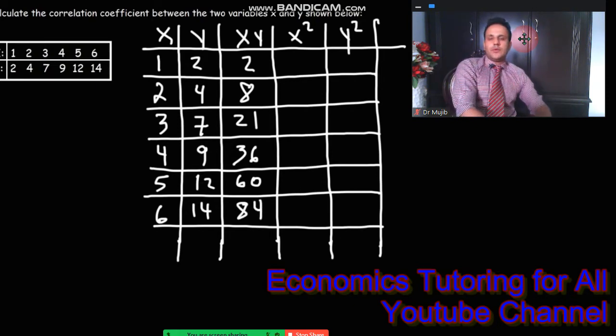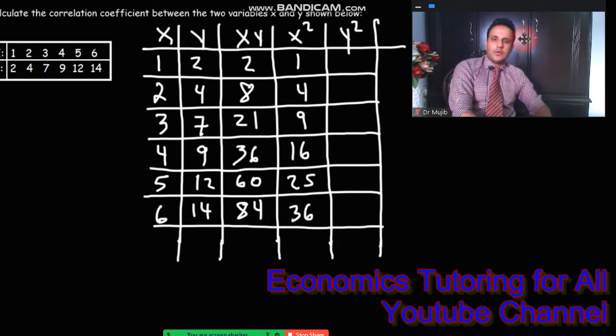Now we have to calculate x square values. For that purpose, we will take the squares of the values of x in the first column. 1 square means 1, 2 square means 4, 3 square means 9, and then the squares of 4, 5 and 6 are 16, 25 and 36.